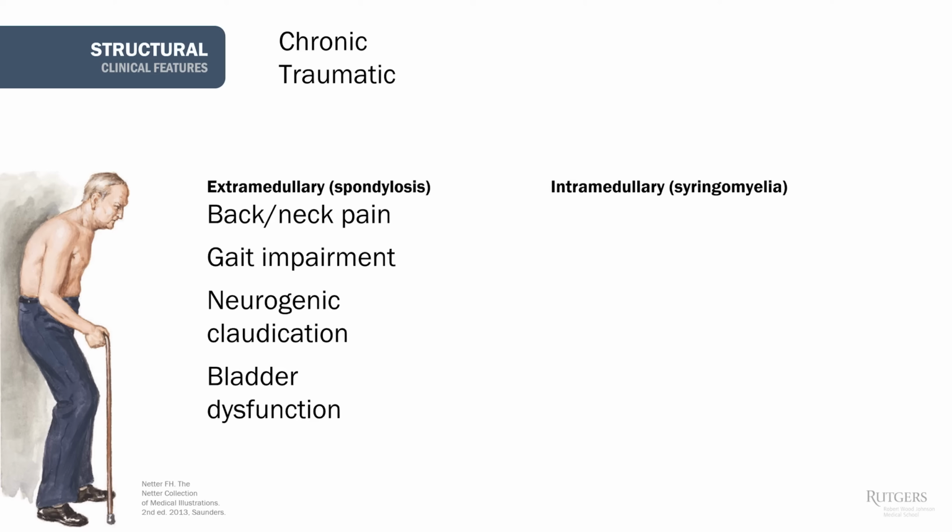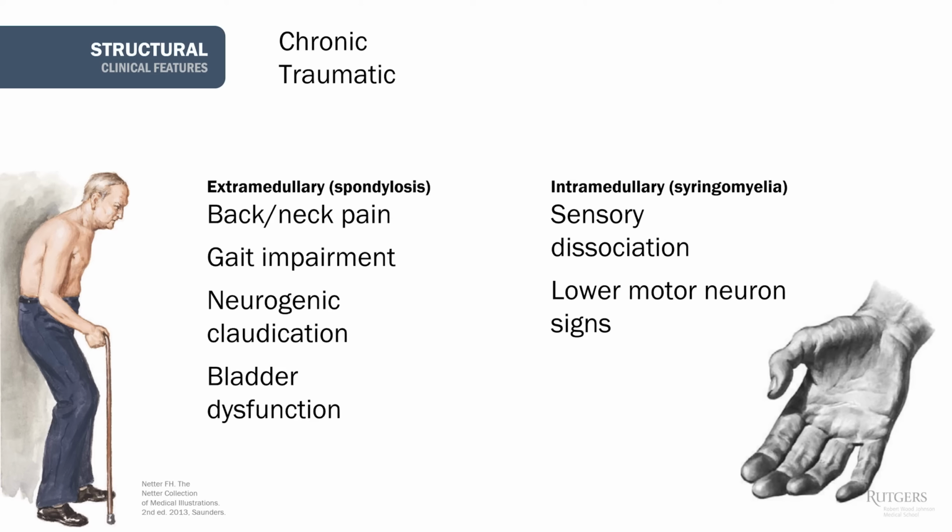Syringomyelia is an intrinsic cord lesion. So what symptoms would you expect here? Sensory dissociation, especially in the arms, since the cervical cord is usually involved. Lower motor neuron signs, like atrophy of hand muscles if anterior horns are involved. And finally, bladder control is spared until the lesion is very large.